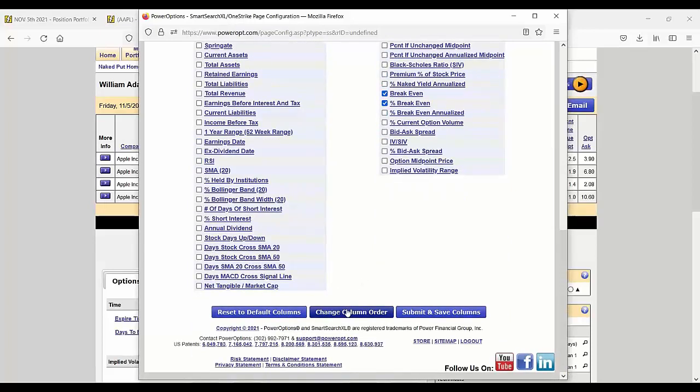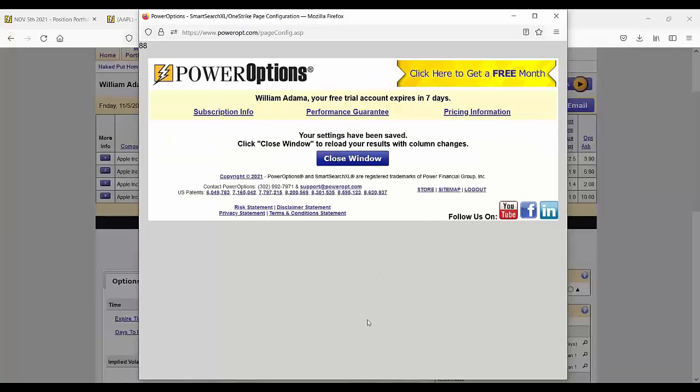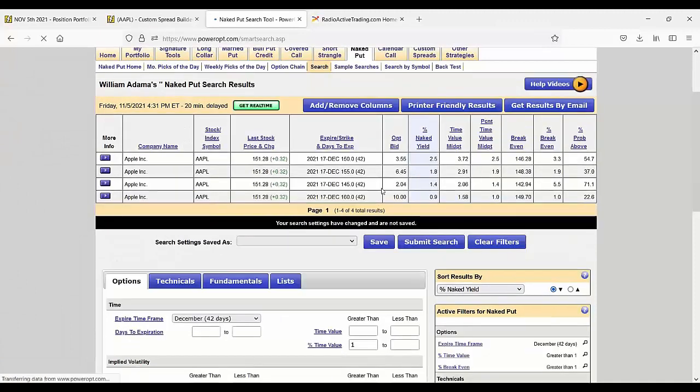Let me just change the column order just to make sure everything is in line. So that's good. Option bid. Okay, I'll add another thing in there. Naked yield, probability above. Let's move that down. But time value, percent time value, break even, percent to break even. Okay, fantastic. There we go. All right, why did I change all of that?